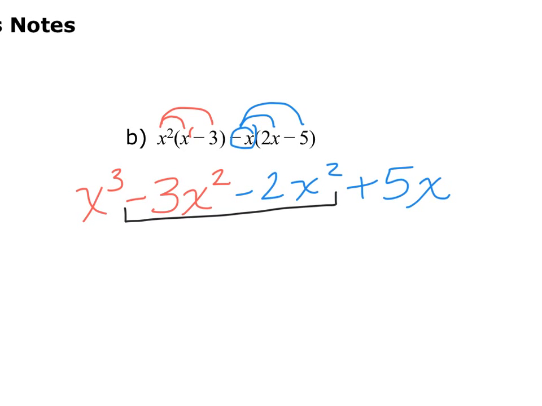Finally, we've got like terms here in the center. So what is negative 3 minus 2? Negative 5. So negative 5x squared. And we just bring down the other two parts.